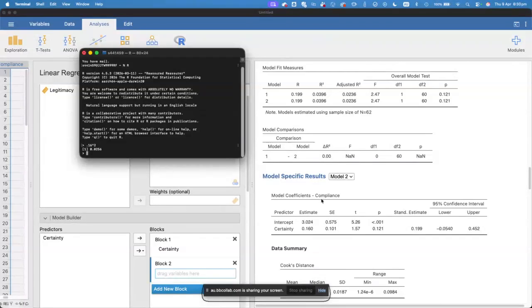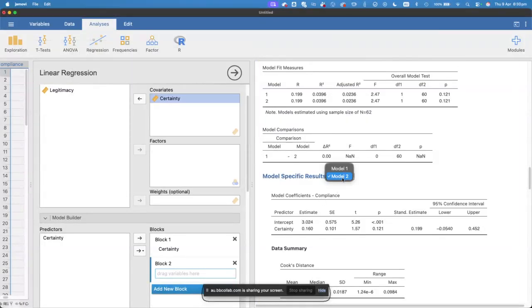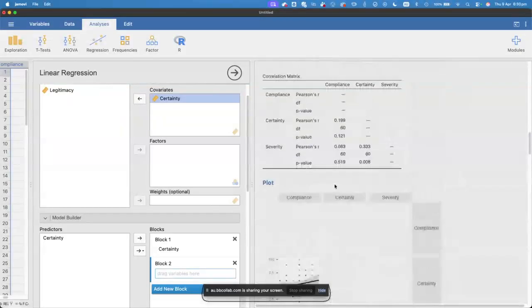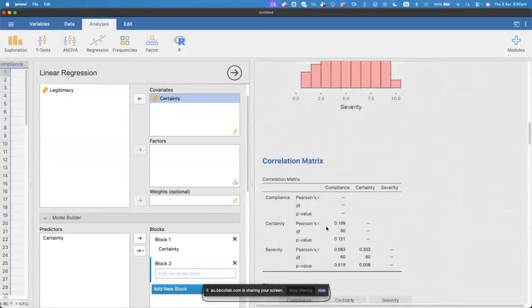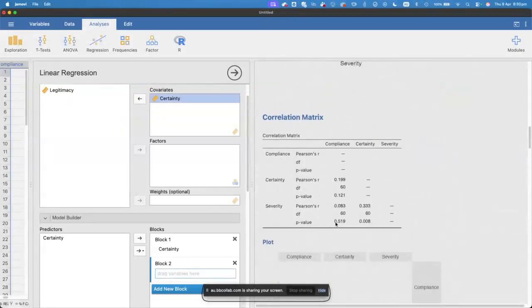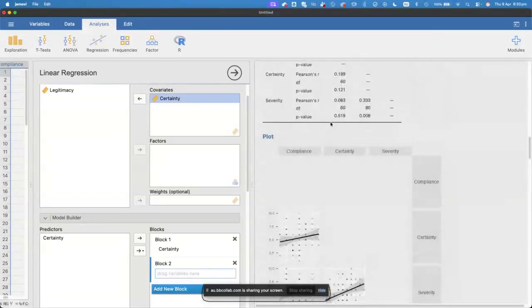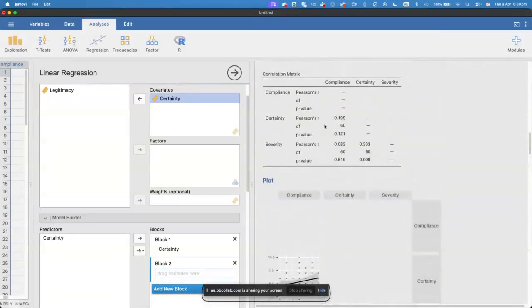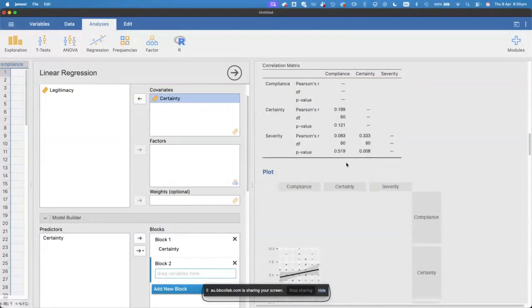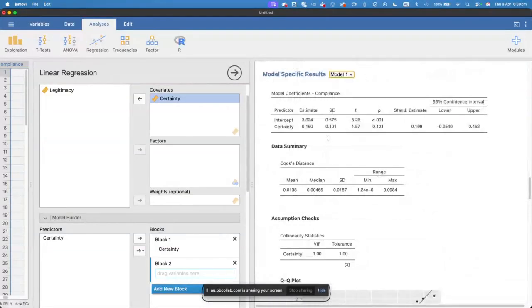Why does that not map on here? Oh, is it because it's something to do with the hierarchical? No. 0.1. Oh, interesting. When you just put the variables in, so certainty and compliance, oh, because this is the estimate rather.